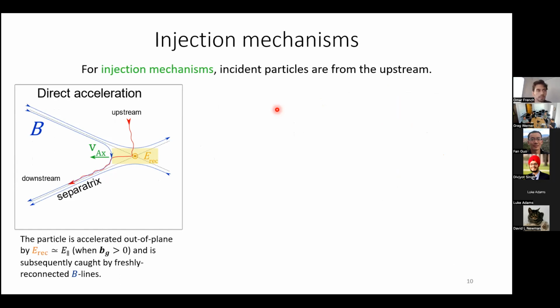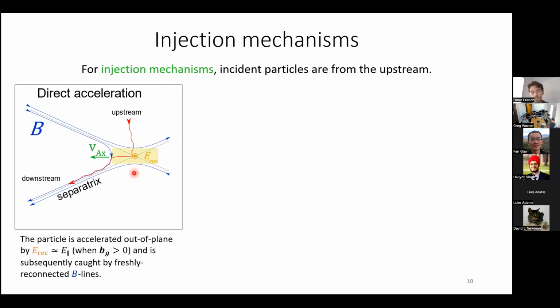That's also okay. So now we'll begin to discuss injection mechanisms, which we consider three. The first we consider is direct acceleration, in which, and in fact for all of these injection mechanisms, the incident particles are from the upstream. This is sort of the distinguishing feature of injection. So for direct acceleration, the particle comes from the upstream and directly enters the reconnection electric field, the diffusion region, and as shown in orange here, there's this out-of-plane electric field which accelerates the particle.